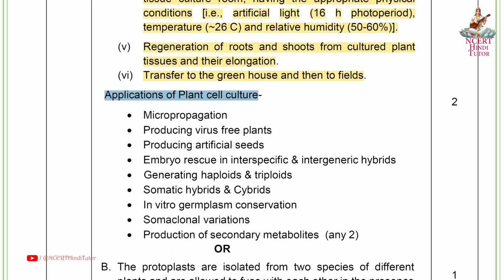Applications of plant cell culture: micropropagation, producing virus-free plants, producing artificial seeds, embryo rescue in interspecific or intergeneric hybrids, generating haploids or triploids, somatic hybrids and cybrids, in vitro germplasm conservation, somaclonal variations, production of secondary metabolites. You can write any two applications.